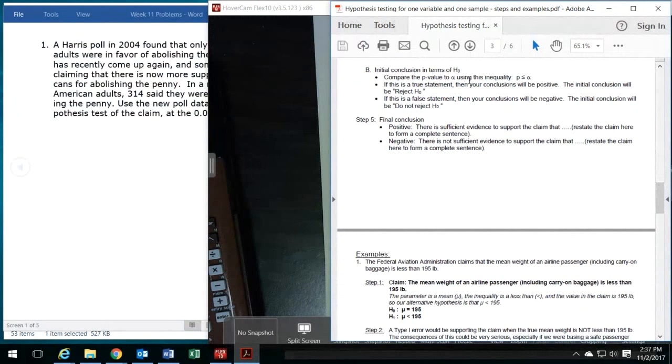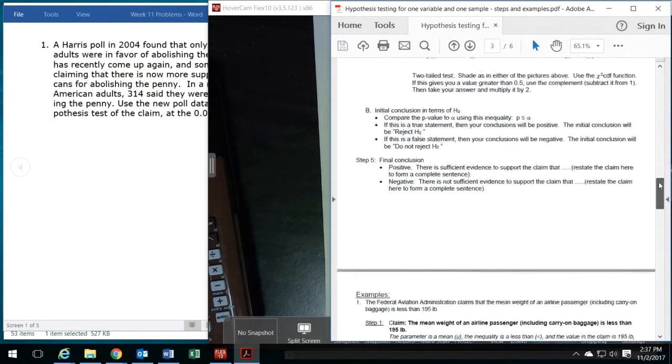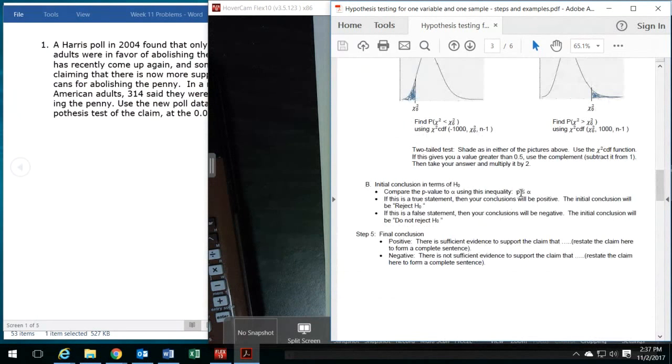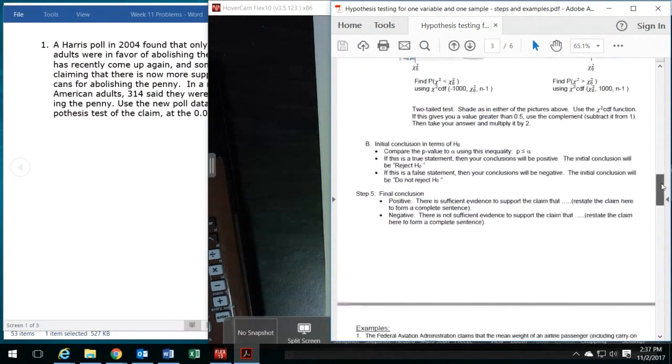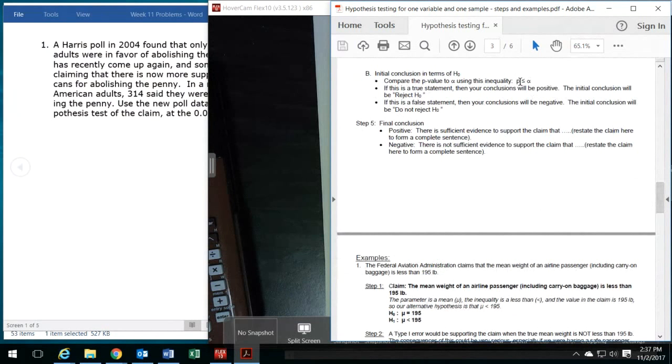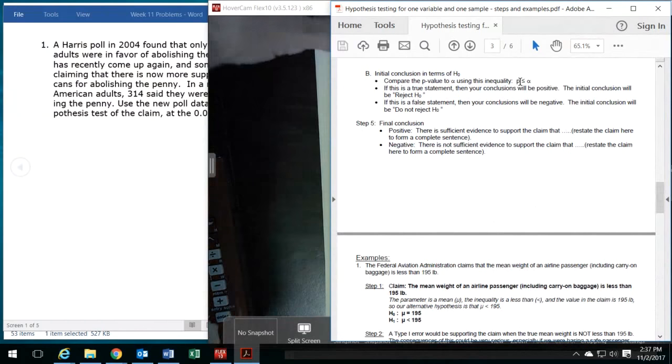So I'm down here on step B, or part B of step 4. And all you want to do is take your p-value that you just came up with and put that in here, and then put your alpha in over here. And I know this gets confusing with all the different p's. This p is the p-value that we just found up here. It's not the same as the p in our original hypothesis.